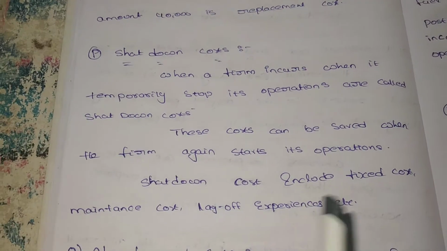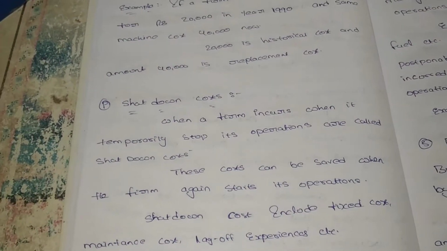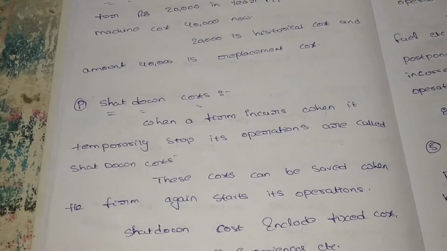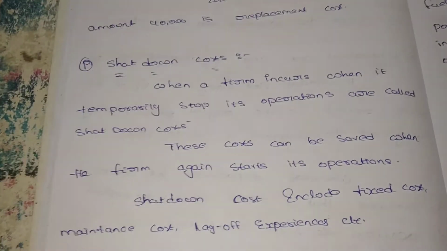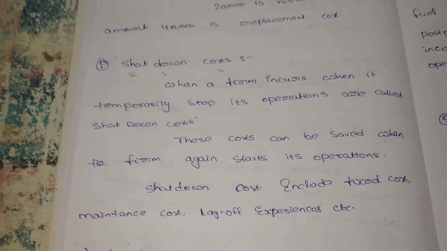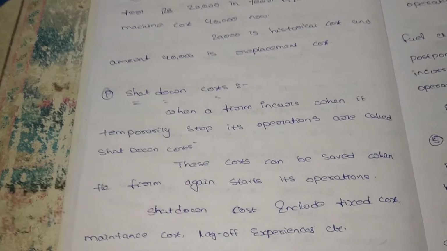Shutdown costs include fixed cost, maintenance cost, layoff expenses, etc. Fixed cost means when we start a company, we require a building. For the building, whether we produce goods or not, we have to pay the rent. We have to pay the electricity, maintenance, the electricity bill, everything. And there may be layoff expenses. All this comes under the shutdown cost.